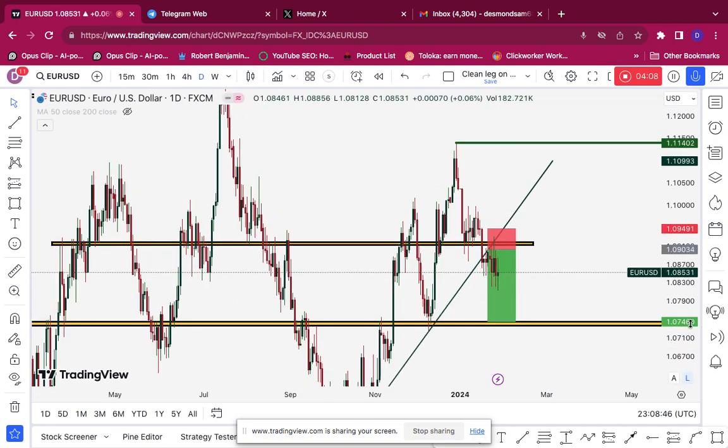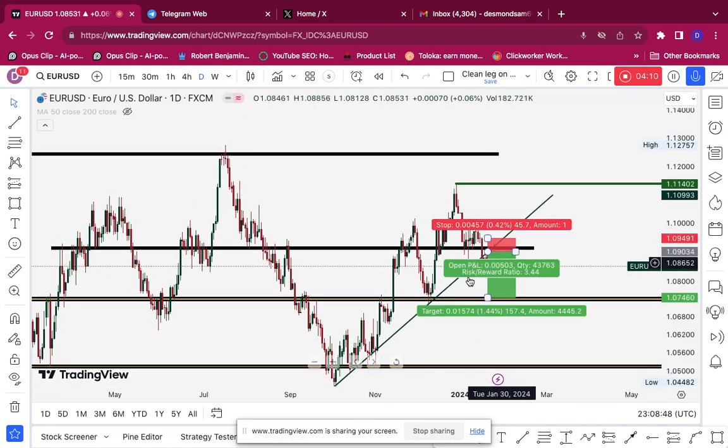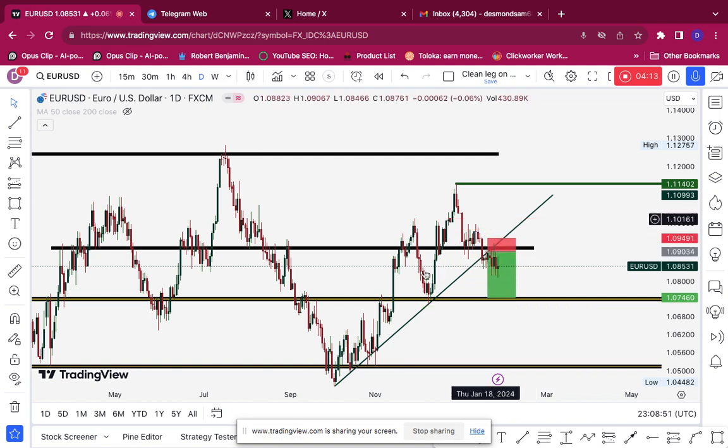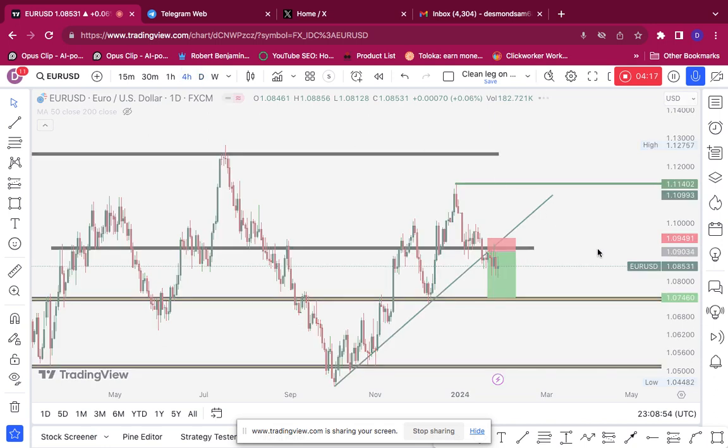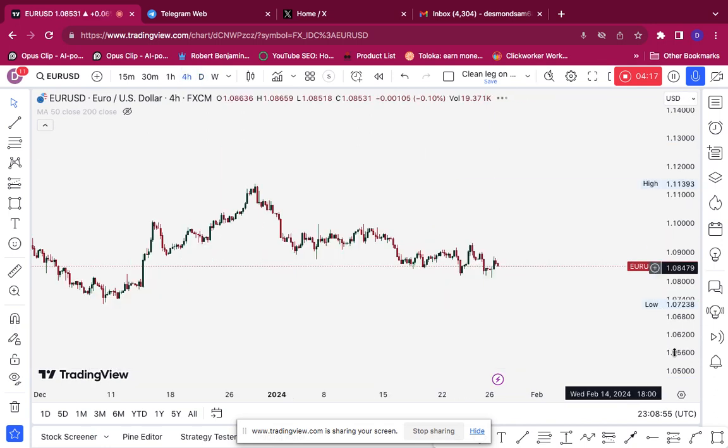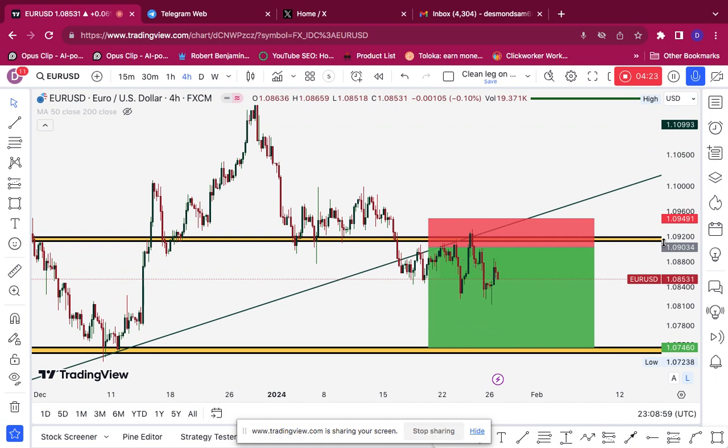So this was how I made my entry here. This trend line break and then retest, and then also the flag pattern. I had three confluences here. I had the structure formation here, which is a downtrend, and then I had the trend line break, and then I had the break and retest.